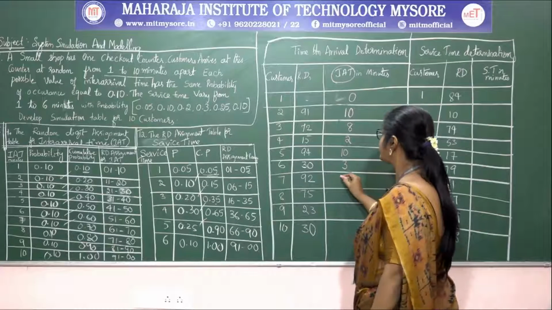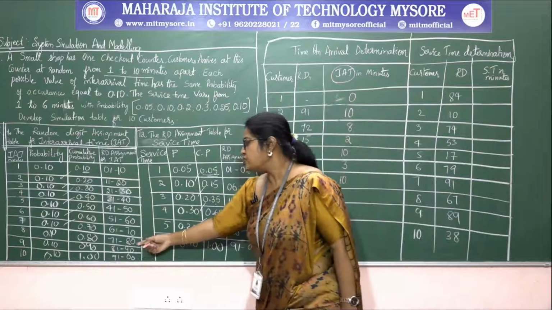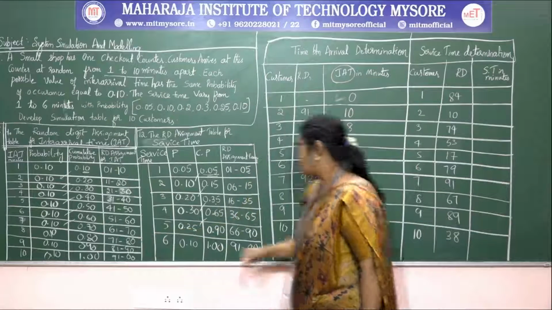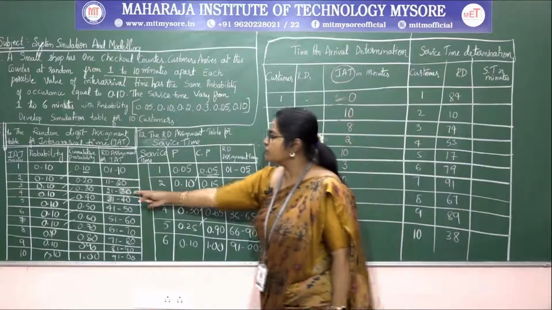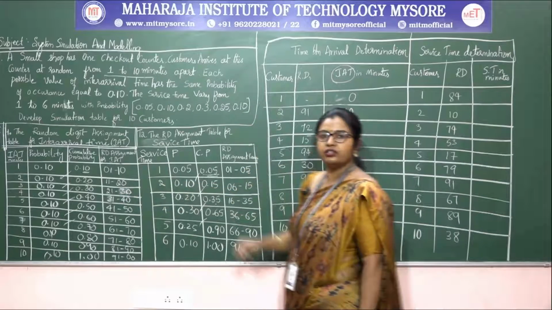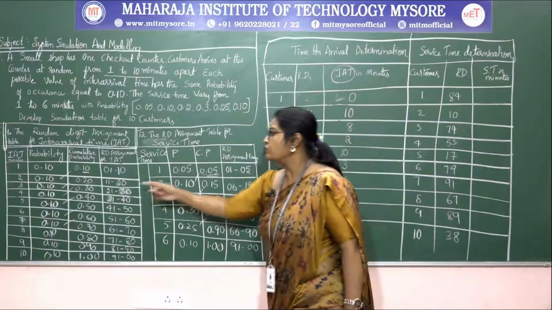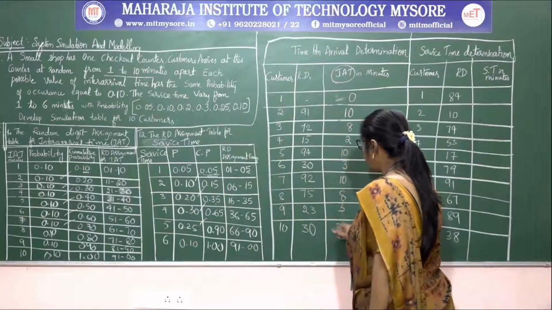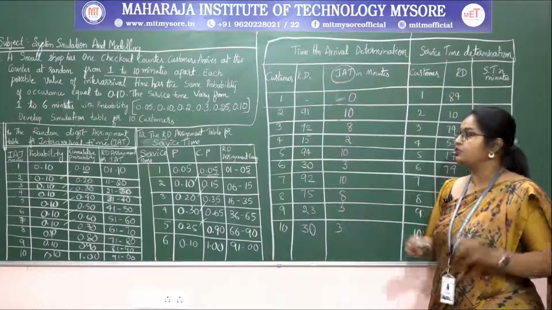Next, 92, the last one, 10 minutes. 75 comes in this range, again it is 8 minutes. Next, 23 comes in 21 to 30, therefore 3 minutes. And next is 30. 30 is also 3 minutes, comes under the 21 to 30 range, right? So because of that reason it is 3 minutes only.